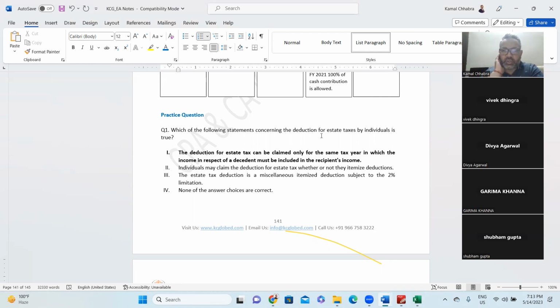Just look at the question again: which of the following statements concerning the deduction of estate tax by an individual is true? Option 2 says individuals may claim a deduction of estate tax whether or not they itemize. Is it an itemized deduction? The answer is no, hence the second option is incorrect. Third says the estate tax deduction is a miscellaneous itemized deduction. Again, it's not a miscellaneous itemized deduction, so this is also incorrect.